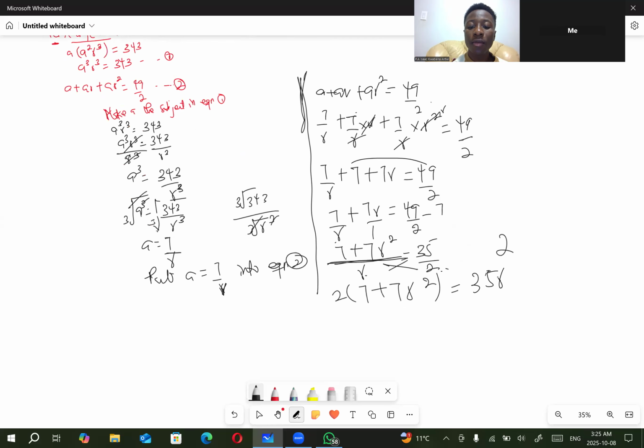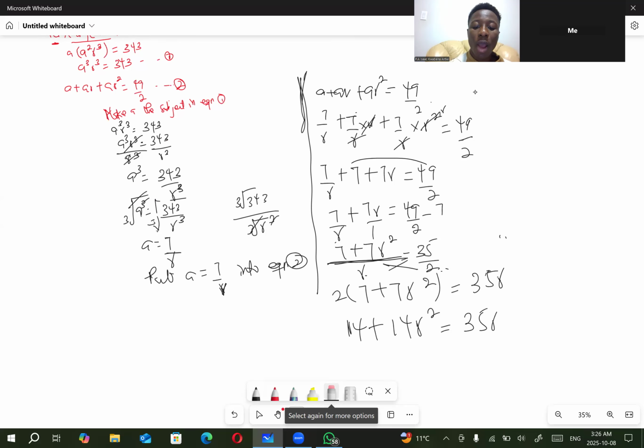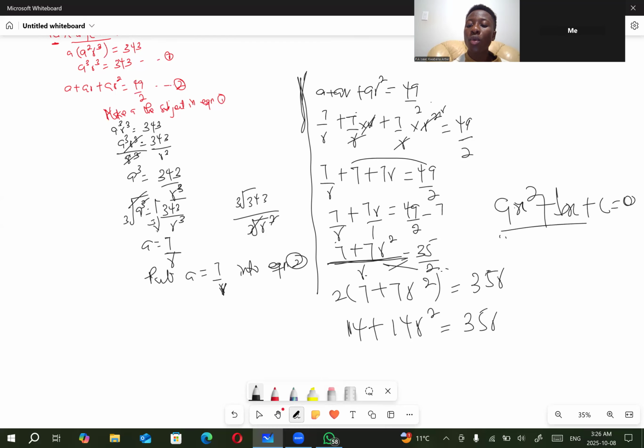So now you have 14 plus 14R squared equals 35R. And last time I thought this is a quadratic. The moment you have an equation with a squared on the variable as the highest power or degree, it's a quadratic. Quadratics are of the form aR squared plus bR plus c equals 0. Quadratic equations, this is how they are. So arrange this to look like that.